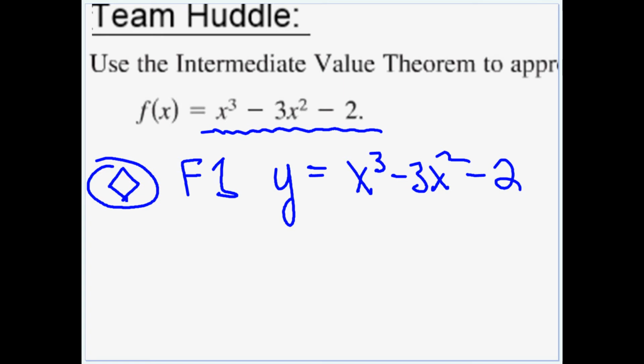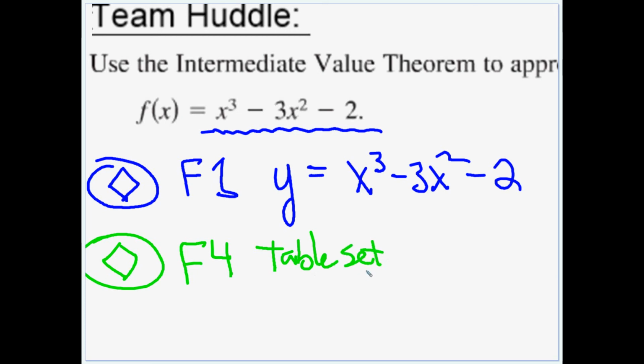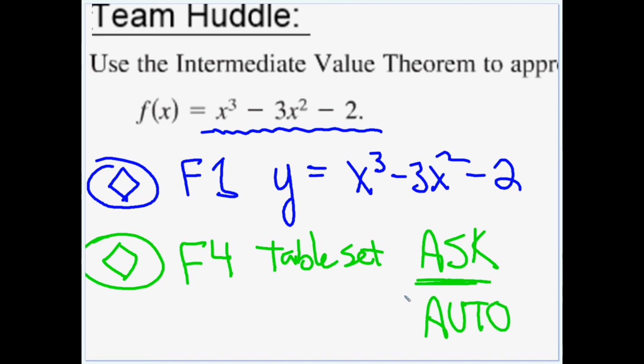And then we want to make sure we can input values on the table. So here I'll switch to green ink. So there it is. That's a little better. Green diamond F4 will take you to table set. Table set. And what we want to have that set to is ask. If you scroll down you'll see a little menu, ask or auto, automatic or ask. We don't want automatic. If yours is in auto, switch it over to ask and make sure you hit enter twice. Once to choose, once to save.